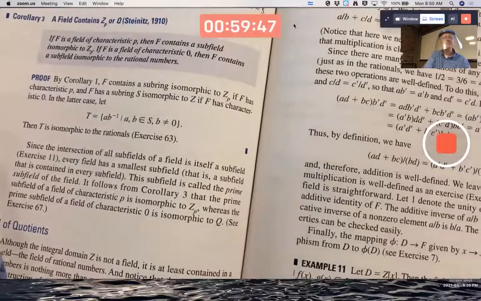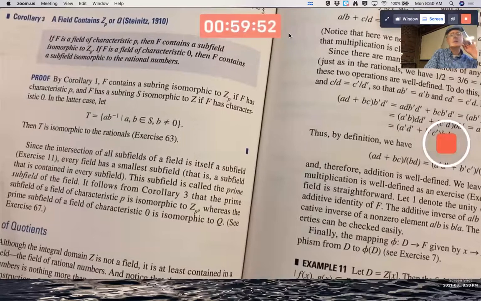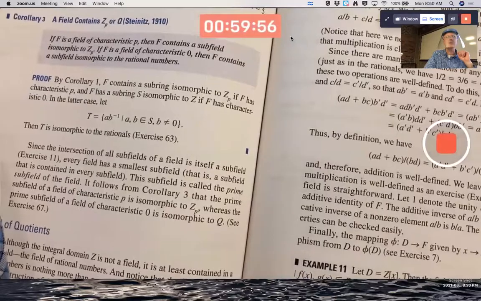Question? What? Which day? I don't know offhand which day. Probably more either Wednesday or Friday is my guess.